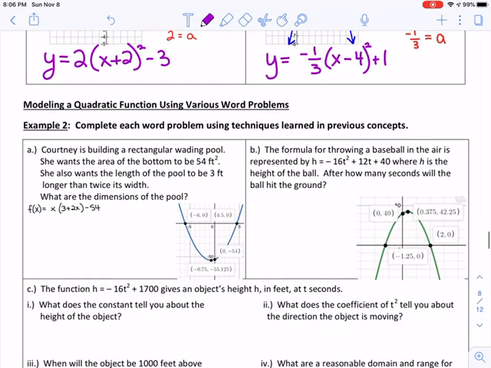All right, moving on. Courtney is building a rectangular wading pool. She wants the area of the bottom to be 54 feet squared. She also wants the length of the pool to be 3 feet longer than twice the width. What are the dimensions of the pool?